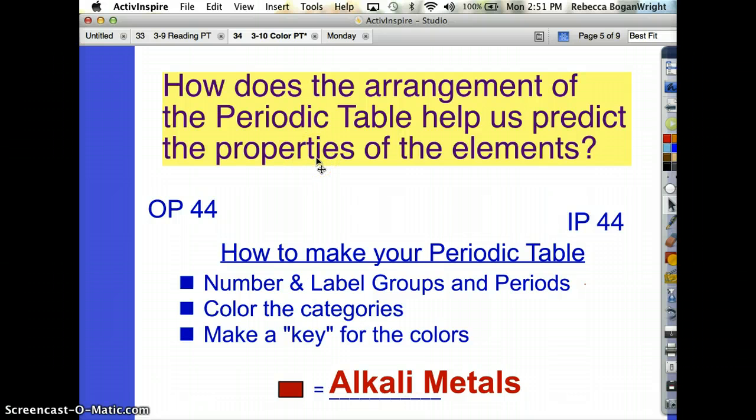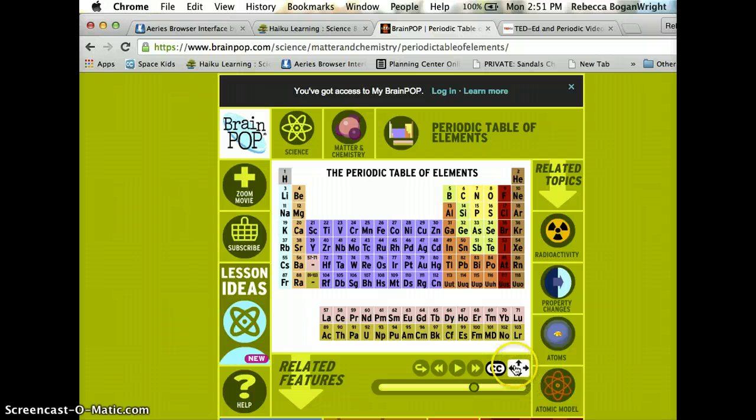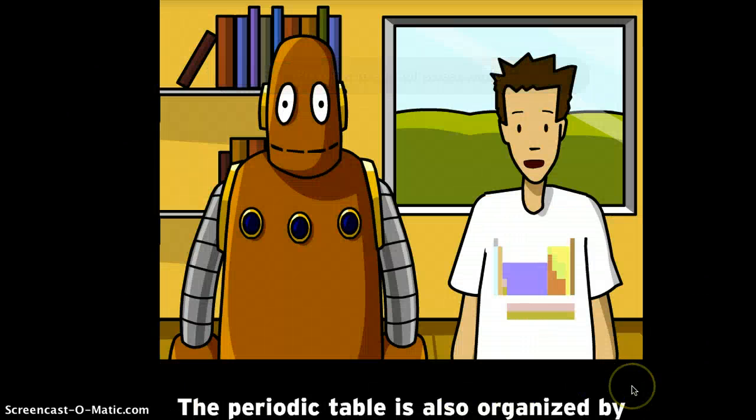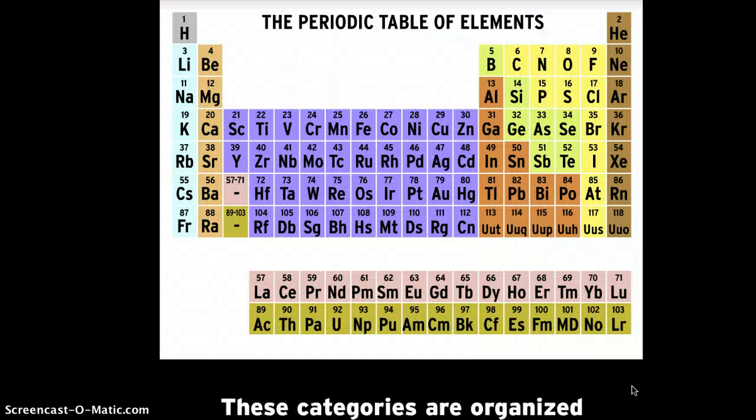And one of the ways that the periodic table is arranged that tells us the properties of the elements is by arranging them into different categories. Here's a quick review about the categories in the periodic table from the Brain Pop that you watched last night. The periodic table is also organized by color into different categories. These categories are organized by properties of the elements.